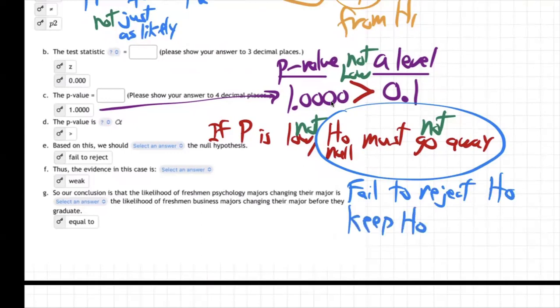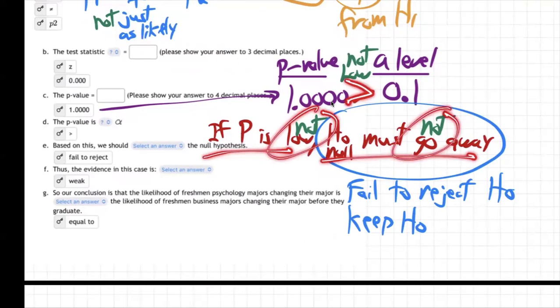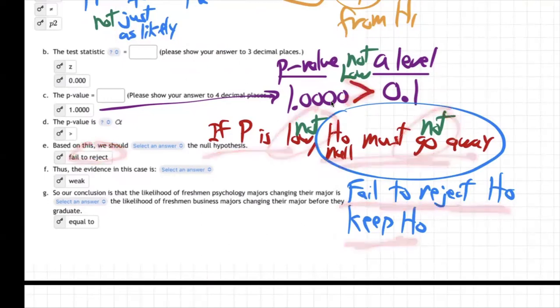Is that making sense? Again, if the P is low, the null must go. If the P is not low, the null must not go. Our P is greater. It's not low. So the null must not go away. Don't reject the null. Fail to reject the null. Keep the null. So we see here: fail to reject, keep the null.